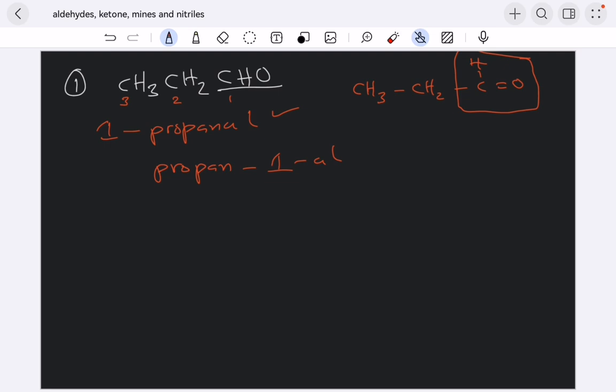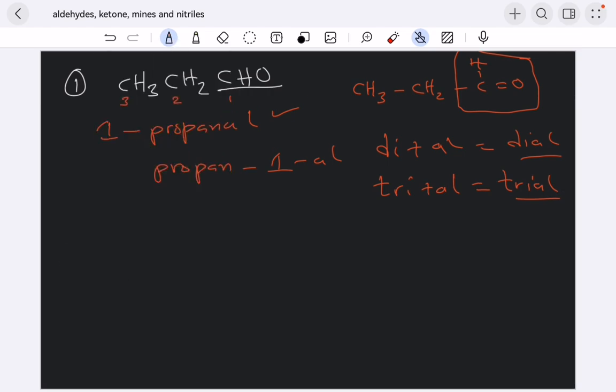Then in a case where we have two of the functional groups, it means that it's going to be di plus the -al. So it becomes dial. If we have three of the functional groups, then it's tri plus -al.